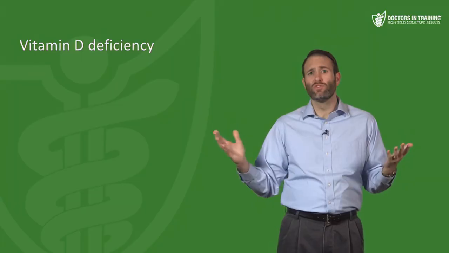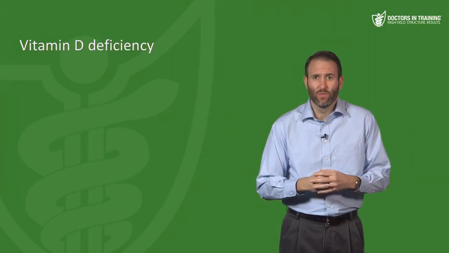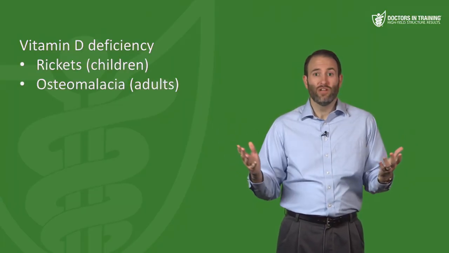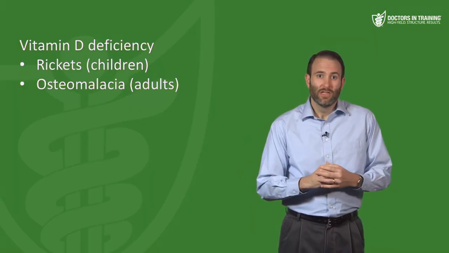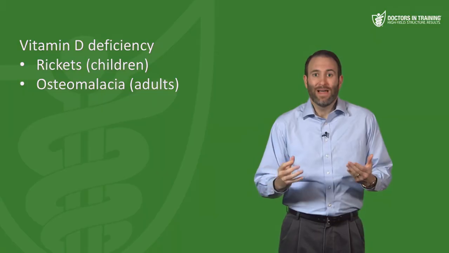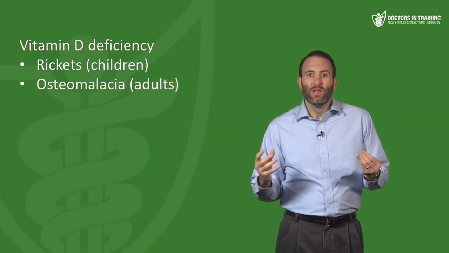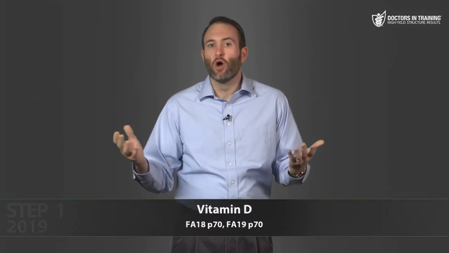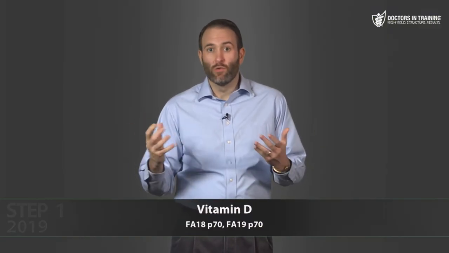So what are the end results of a vitamin D deficiency or resistance? Well, you get rickets in children and osteomalacia in adults. Now, these are both demineralization problems of the bone. Now, why does this happen? Well, let's think about this. Let's say you don't eat any vitamin D, you're low in vitamin D. Without vitamin D, you can't absorb calcium and phosphate very well from the intestine.